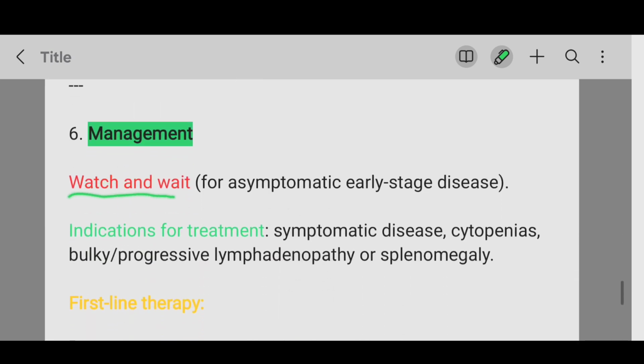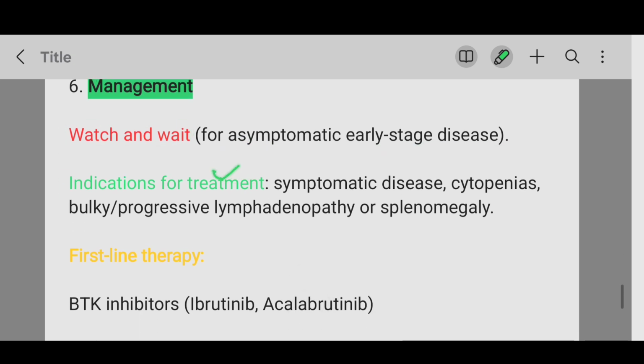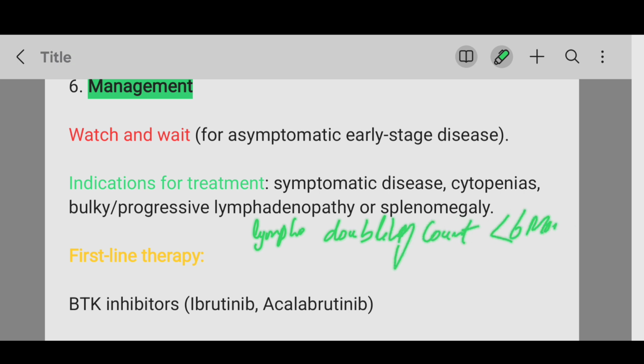Management. Wait and watch policy is adopted for asymptomatic early stage disease, but when there are indications for treatment, like the patient has cytopenias, or more than 10 centimeters lymphadenopathy, or more than 6 centimeters splenomegaly, or the lymphocyte doubling time is less than 6 months, then we will start treatment.